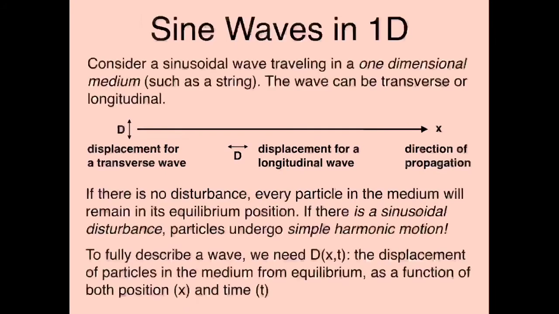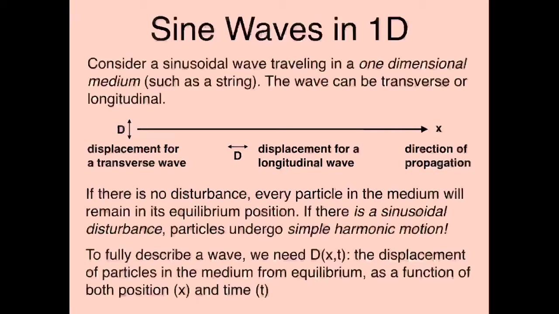So next, we need to figure out how to mathematically describe a wave. Now, the simplest case we can look at is a sinusoidal wave in one dimension. So remember, sinusoidal means the shape or the waveform is just a sine curve. And one dimensional means the wave only moves in one dimension as opposed to 2 or 3. So we have to think about this general problem of a sinusoidal wave traveling in a one-dimensional medium.